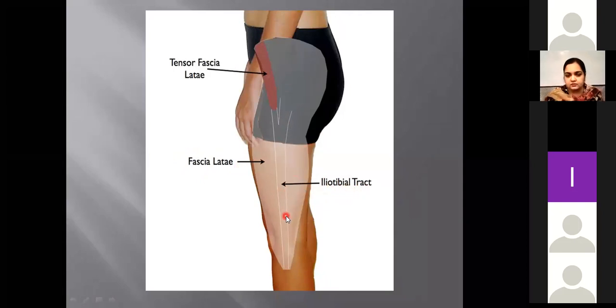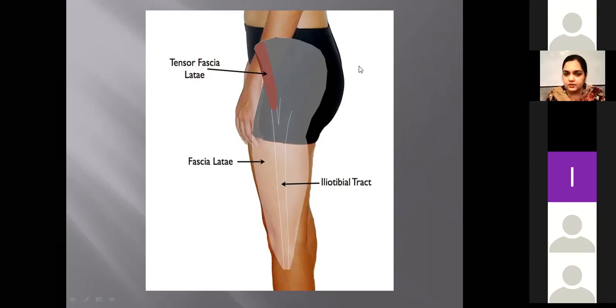That's why we said that there are a number of modifications in the deep fascia of the thigh. On the lateral side, the iliotibial tract is thickened. And why is it thickened? Because two additional sets of fibers converge or add on to the deep fascia of the lateral side, and these fibers come from two important muscles. These are the tensor fascia lata and the gluteus maximus muscle.